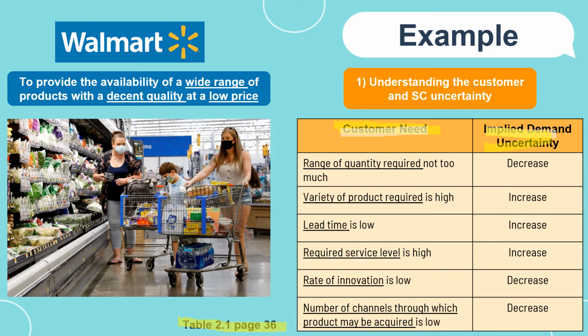This component causes the implied demand uncertainty to decrease. And then the second is that the variety of product required is high, because maybe there's some customer who wants to buy vegetables, milk, chocolate, etc., which is the variety of product, which causes the implied demand uncertainty to increase.